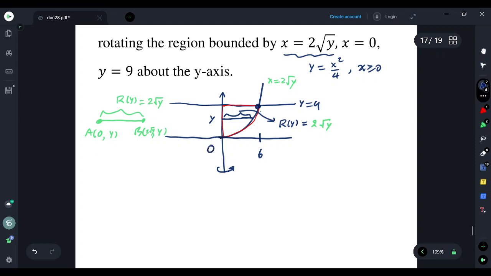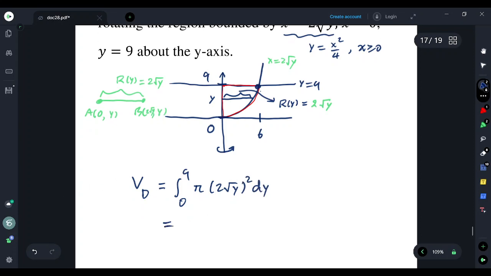So it goes from y equal to 0 to y equal to 9. The volume, in this case of discs, is the integral from 0 to 9 of pi times the radius, 2 square root of y, squared, dy. This is 4 pi times the integral from 0 to 9 of y dy, right? So it is 4 pi multiplied by 9 squared over 2, which is 2 times 81. This is the volume.